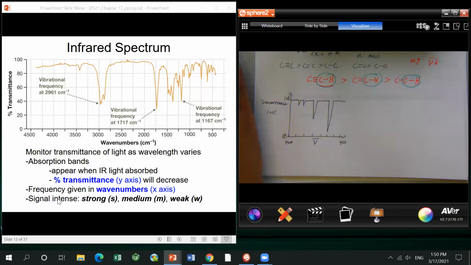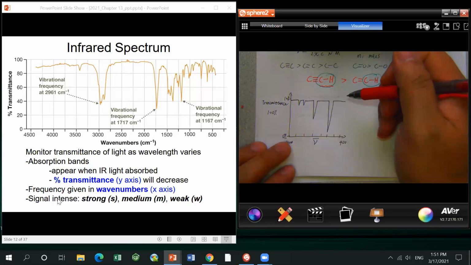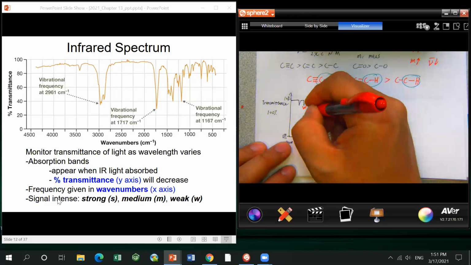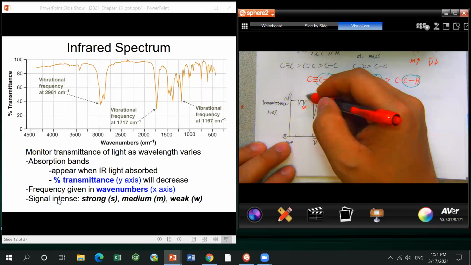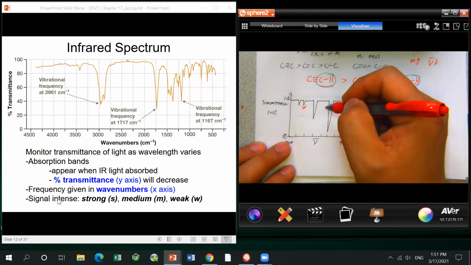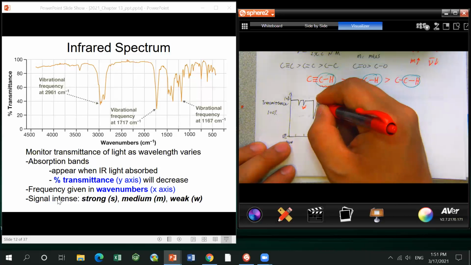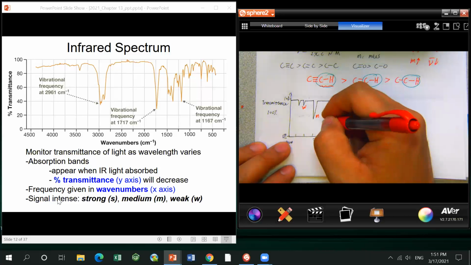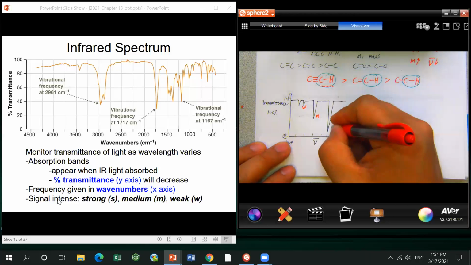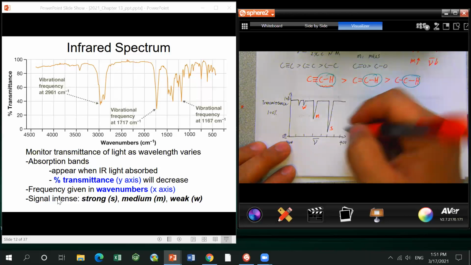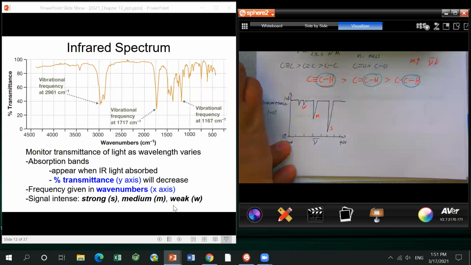Quite often people label the IR band as W to indicate weak, like this peak is pretty weak. And then M indicates a medium peak, and S indicates a strong peak, a strong absorption. So strong is S, medium is M, weak is W.